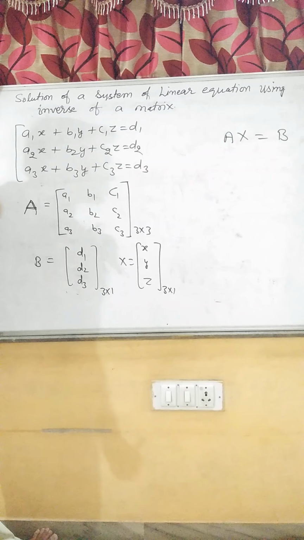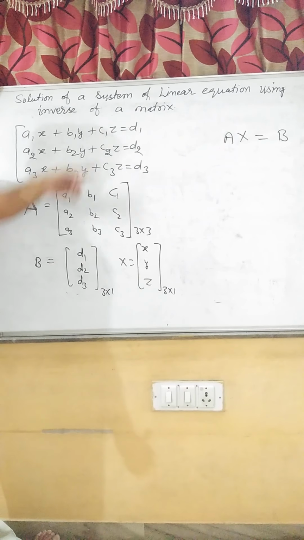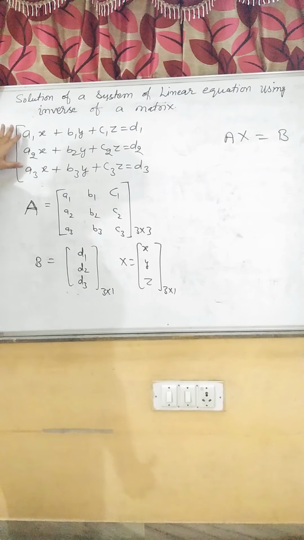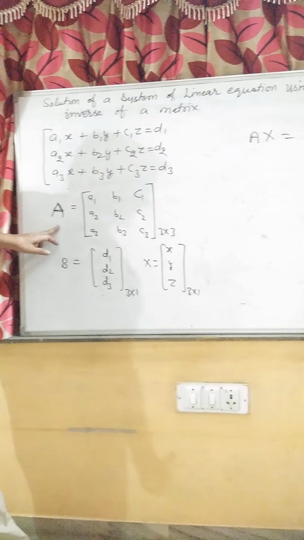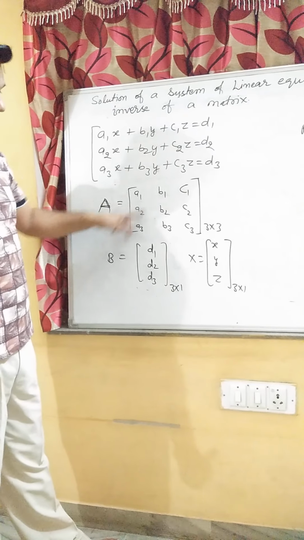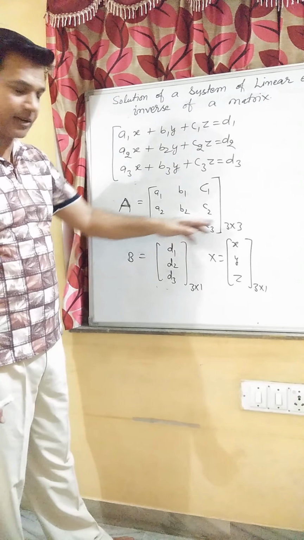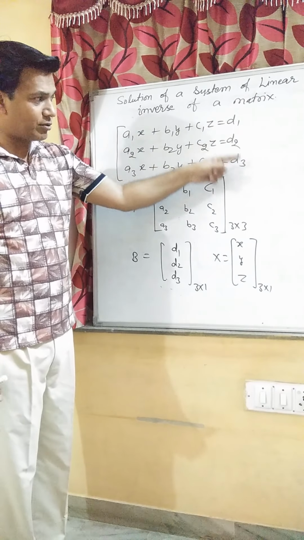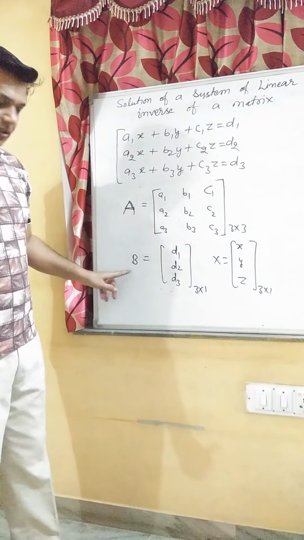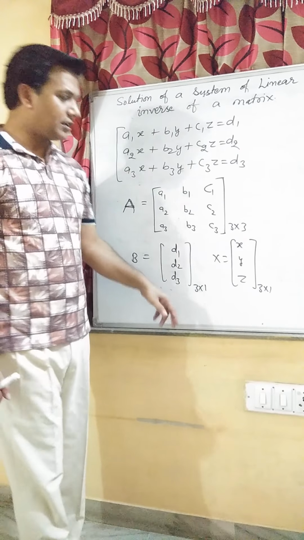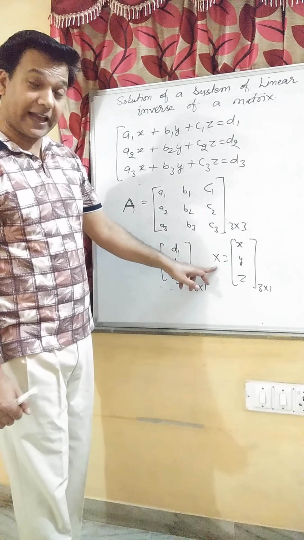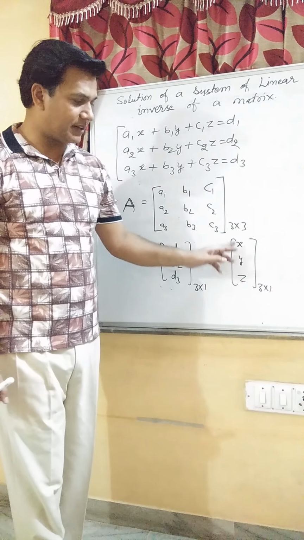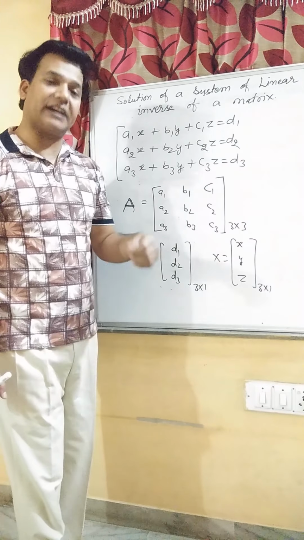Now we are going to learn about the second method, which is called the inverse of a matrix method. In this, first we have to make a matrix A: A1, A2, A3, B1, B2, B3, C1, C2, C3. It is a 3 by 3 order matrix. And D1, D2, D3 form another matrix B, whose order is 3 by 1. And another matrix X, also of order 3 by 1, has X, Y, Z as the variables in it.